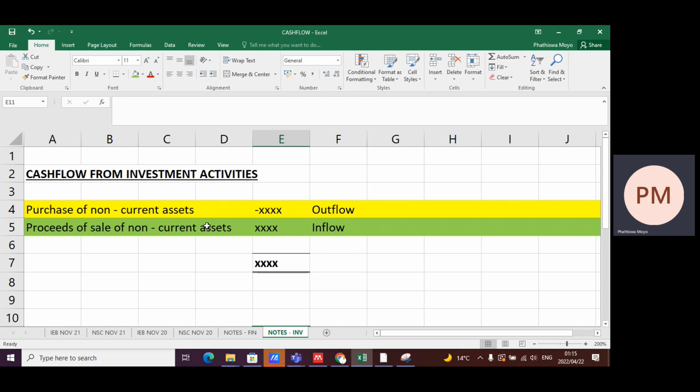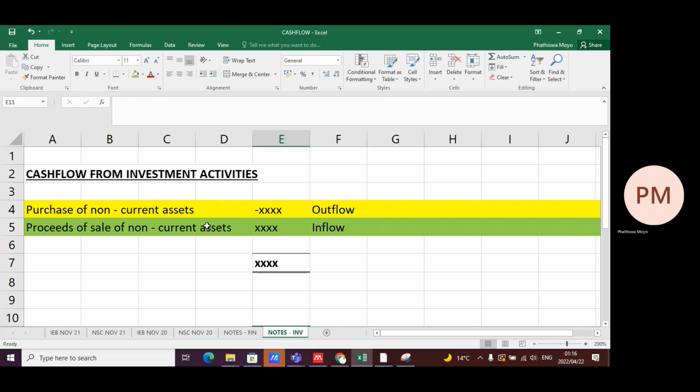Cash flow from investment activities is made out of 2 components. Remember, financing activities is shares and long-term loan. This one is only that one note, the fixed asset note. You only need that for this calculation. So you need to know what was the cash used to purchase non-current assets. Guys, I said non-current assets.